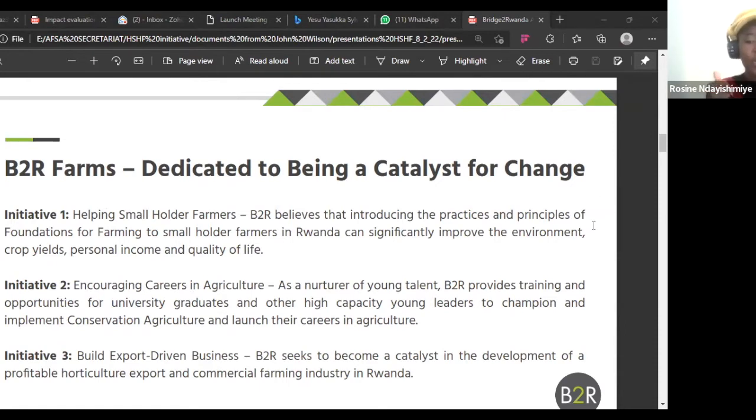Most young people in our country are afraid of launching careers in agriculture, which is why we are introducing them to these principles that work, that are proven, for them to adopt it and actually scale it going forward more than older people. So that is our other initiative, working with university students and university graduates. Our last initiative is really to work in the development of a profitable horticulture exports business. Also, we have a business that is working in the export farming side for horticulture products.